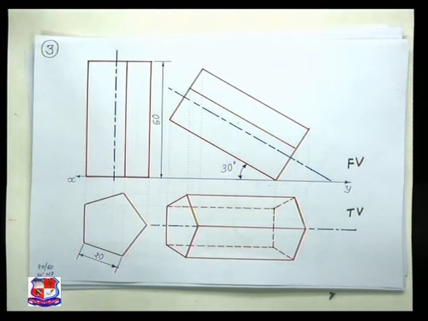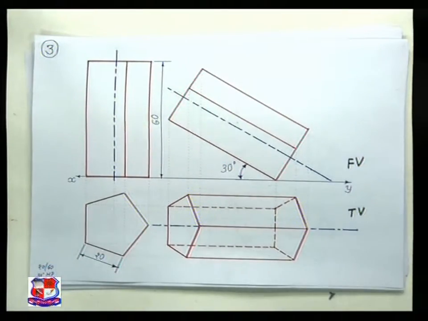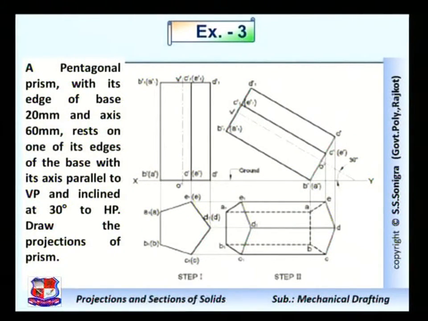Now problem number 4. This is the solution of problem number 3. It is shown here, the solution of problem number 3 with the names of appropriate points, types of lines, and step 1 and step 2. In the examination you have to draw this solution like this. You should not use a sketch pen, you should use 1H and 2H pencils.